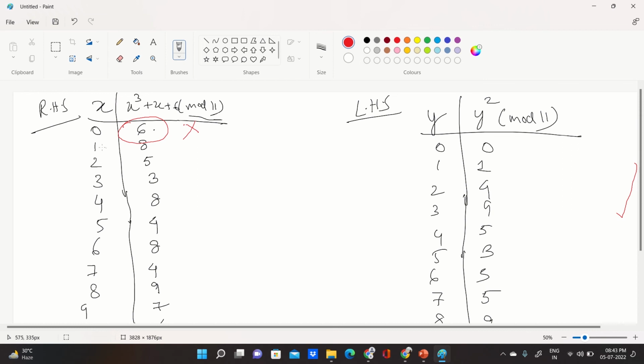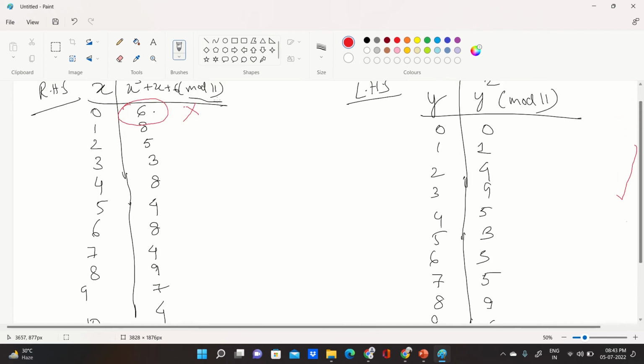Now the next value is 1. For 1 it is 8. Do I have 8 in the LHS side? No, there is no 8 in the LHS side, so this is also rolled out.